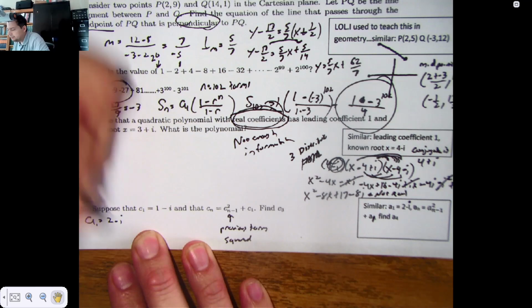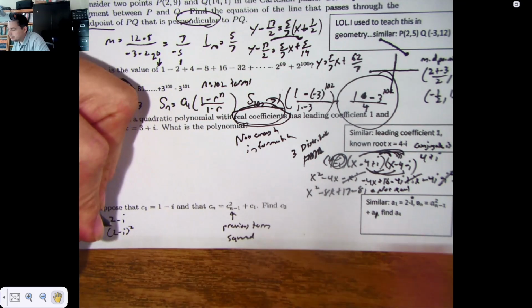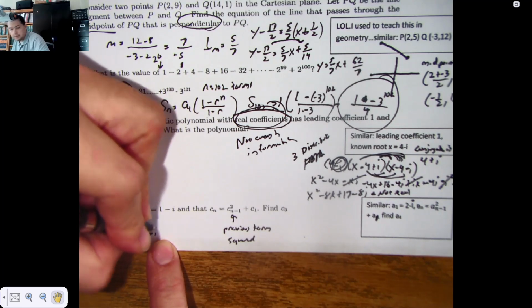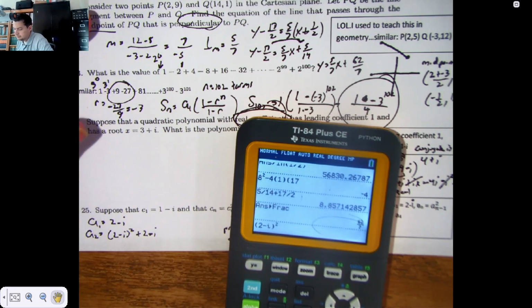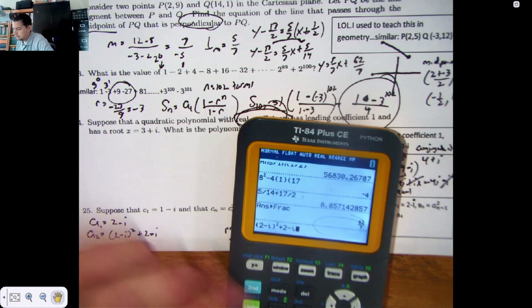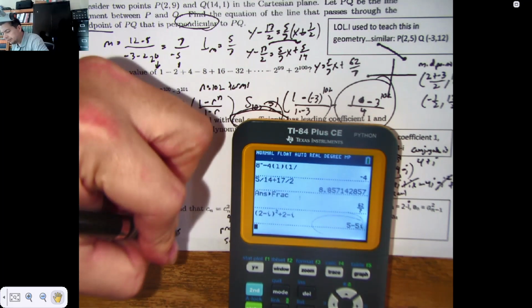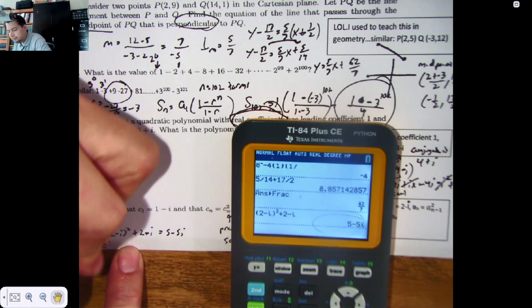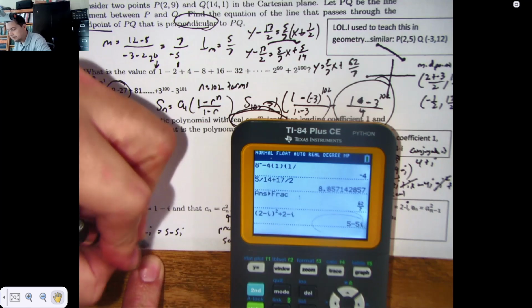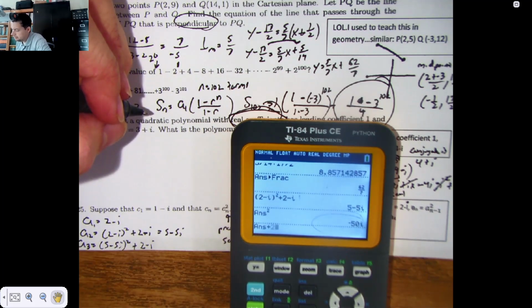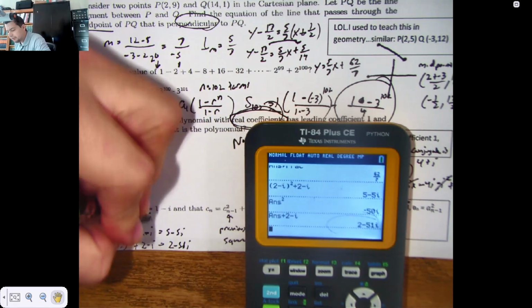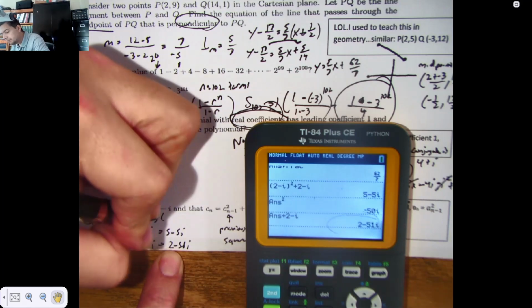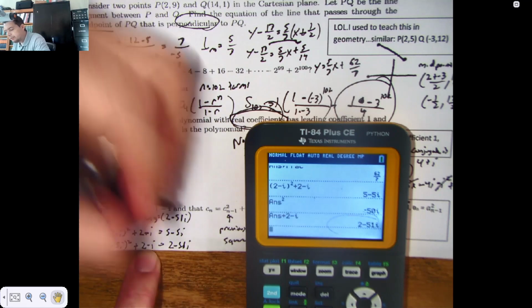So a sub 1 is 2 minus i. A sub 2 would be this thing squared plus the first term. I'm just going to do that in a calculator because I'm lazy. It's 5 minus 5i. A sub 3 would be this guy squared plus the original thing. So I'm going to take that to the second. I'm going to add 2 minus i. And it is 2 minus 51i. A sub 4 would be this dude squared, add back the original piece.